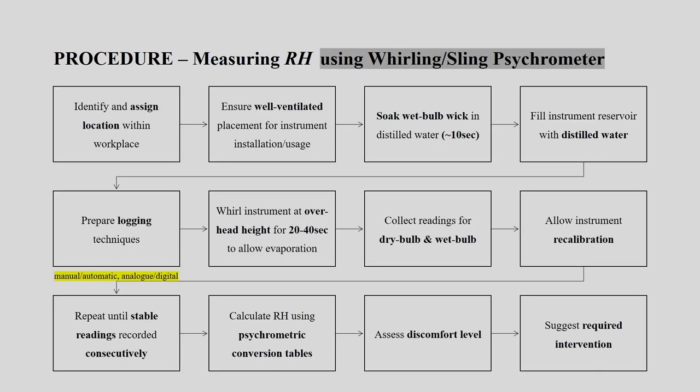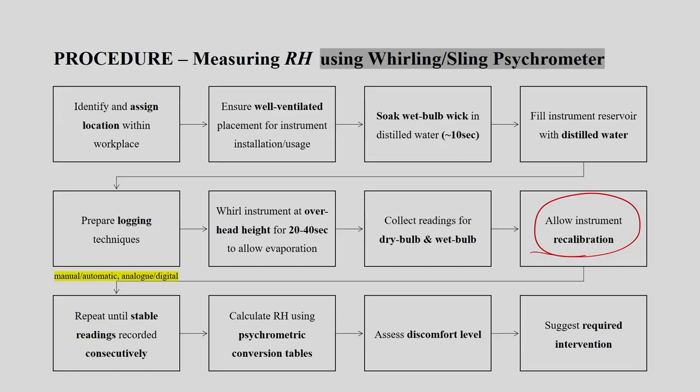It's very similar to what we did for the earlier psychrometer. So you need to recalibrate it, and then you need to go for the further process. For relative humidity, you also have your psychrometric conversion table, and using that table, you can find what the relative humidity is.